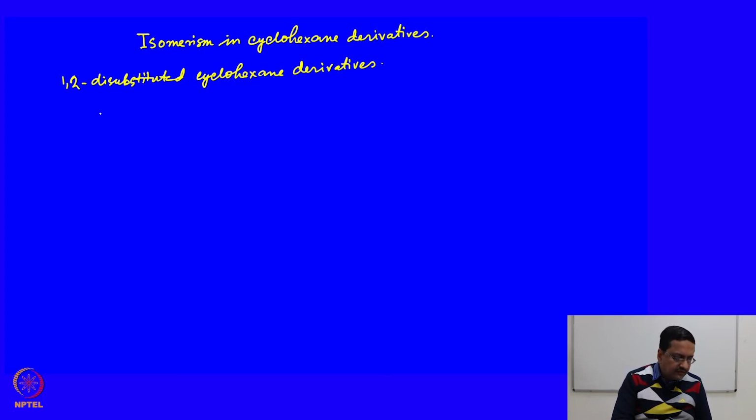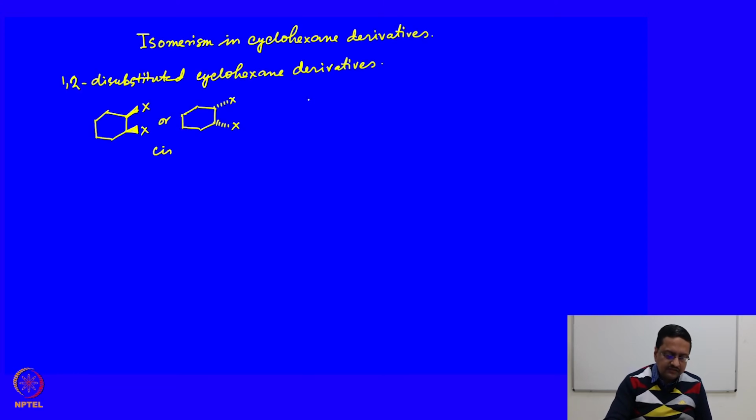So, if we draw the cyclohexane in planar form, the cis isomers can be drawn like that, or like this, and the trans isomer will be drawn like this. One methyl group or one substituent upwards, one substituent downwards.